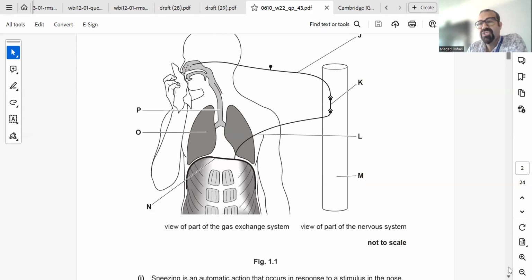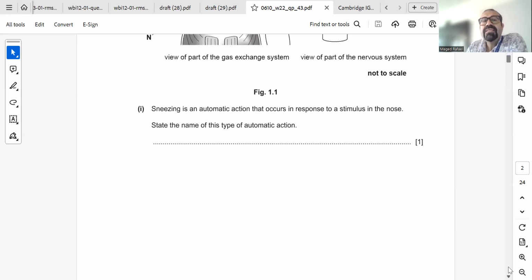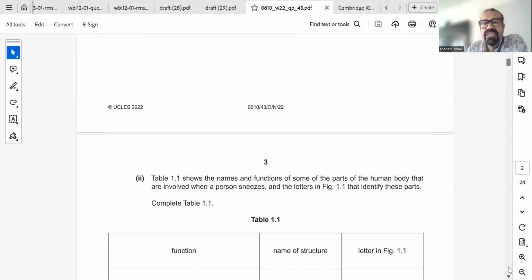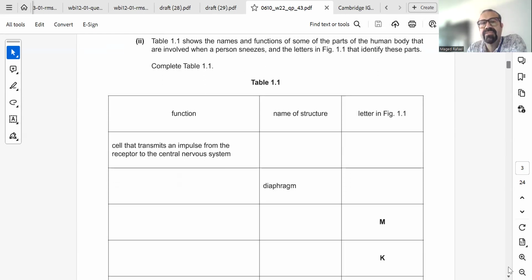Let's go to the questions itself. The first question: sneezing is an automatic action that occurs in response to a stimulus in the nose. State the name of this type of automatic action. Could you please answer via the chat box in order to all participate? Instead of listening to me only while I answer, it's time to hear your answers or to check your answers. What is this automatic action called? Perfect. Reflex action. Great job. Reflex action. Let's go to the next question. I'm checking all your answers, guys.